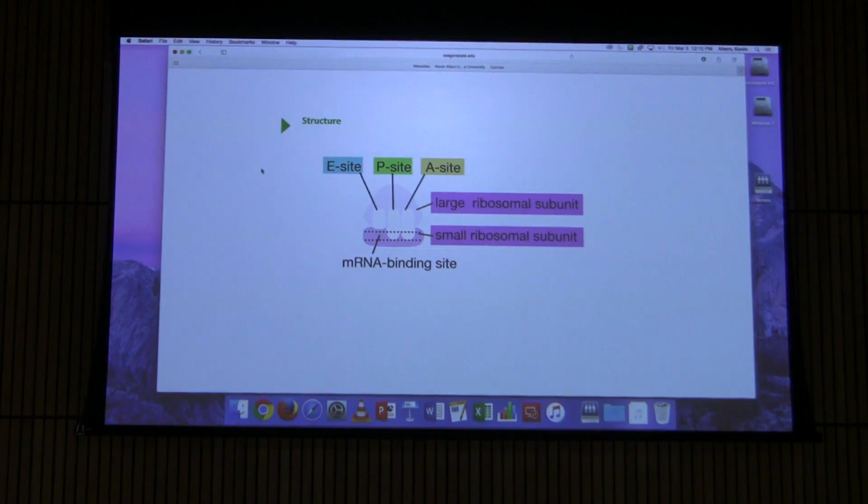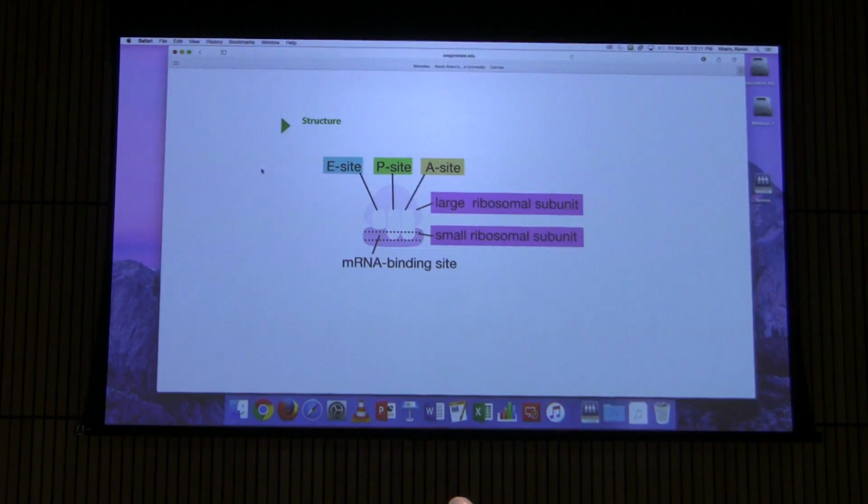It contains ribosomal RNAs, and it contains proteins, as I will show you. By the way, the 50S size is in prokaryotic cells. The large subunit in eukaryotic cells is a bit larger. It's about 60S in size. In prokaryotic cells, the small subunit has a size of about 30S. It also contains proteins, and it also contains ribosomal RNA. And 30S is smaller than 50S.